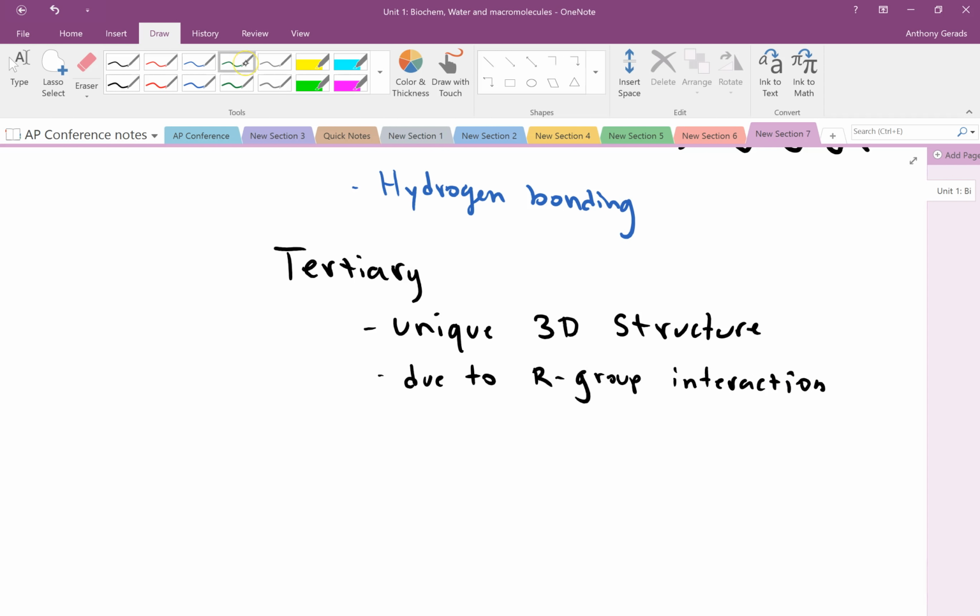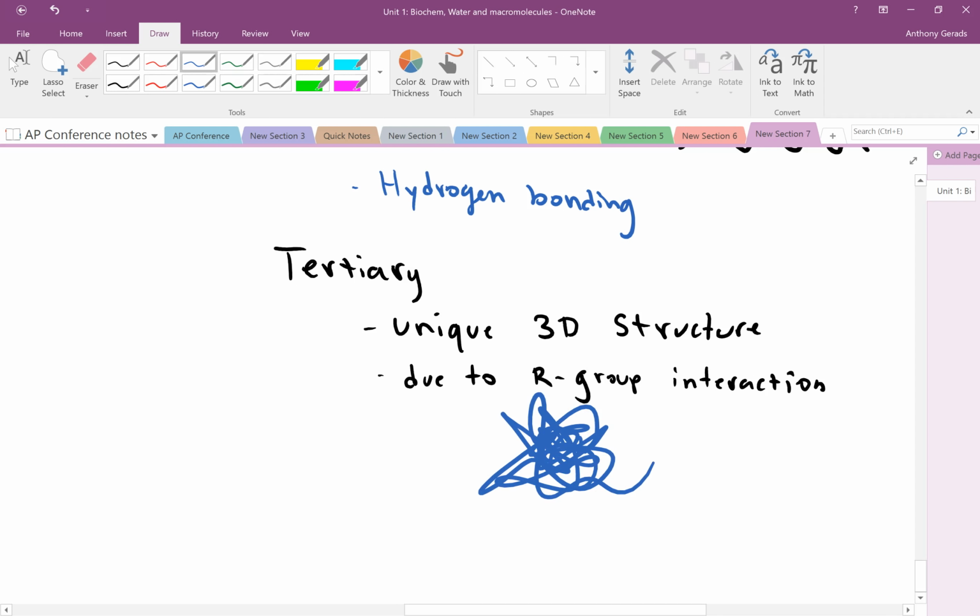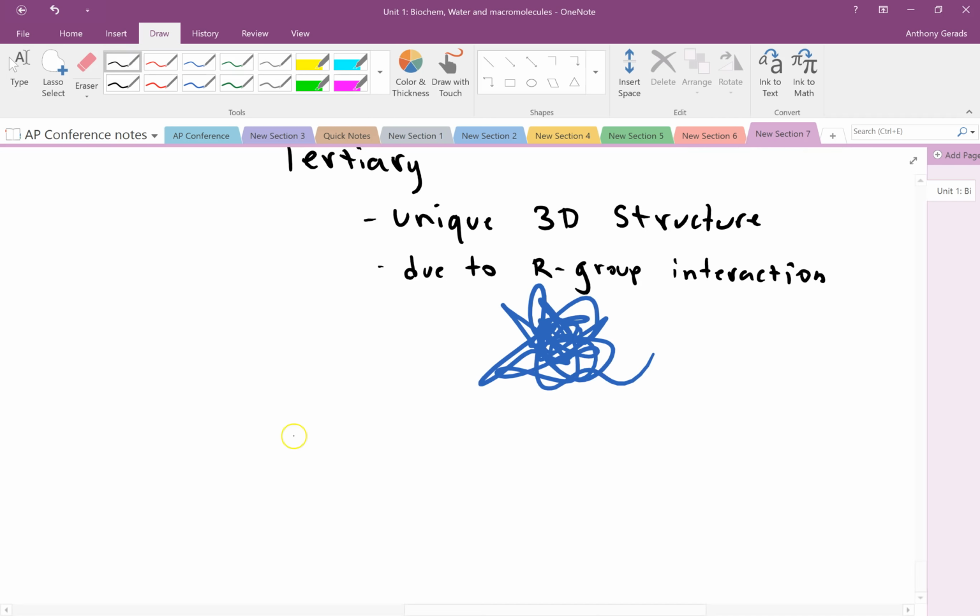Meaning, now I have all those R groups. Some are going to like each other, some are hydrophobic, some are hydrophilic, some are basic, some are acidic. So all of these things behave differently. And so now this is going to cause it to fold in its own unique 3D shape. And then finally, quaternary. That's going to be one or more tertiary polypeptides.